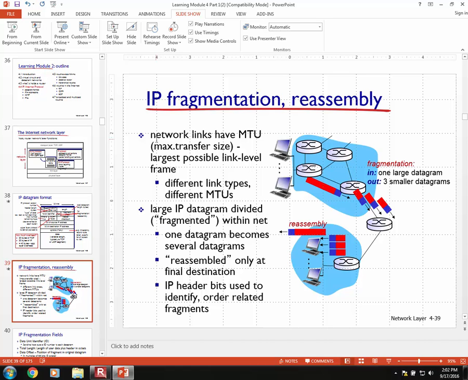As a result, a large IP datagram has to be fragmented to fit within the MTU, the maximum transmission unit, so we have different fragments that all fit within it. This causes one datagram to become several datagrams, so you have to reassemble them at the final destination. In the IP header, as we mentioned previously, there are some bits used to identify, in order, the related fragments.